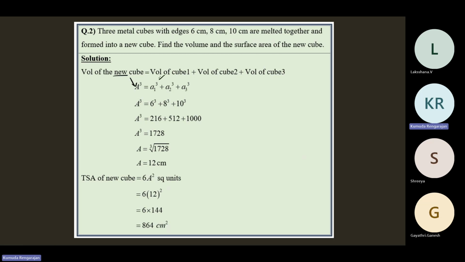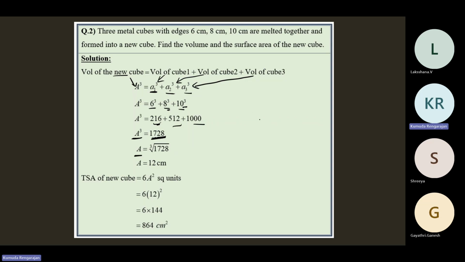Volume of cube 1, A1 cubed. Volume of cube 2, A2 cubed. Volume of cube 3, A3 cubed. Now A cubed is equal to, we know the edge of all the 3 small cubes, 6, 8, and 10. So it will become 6 cubed, 8 cubed, 10 cubed. So 6 cubed is 216, this one is 512, this one is 1000, and their sum is 1728. So A cubed is equal to 1728. A is equal to the cube root of 1728, and that is 12.